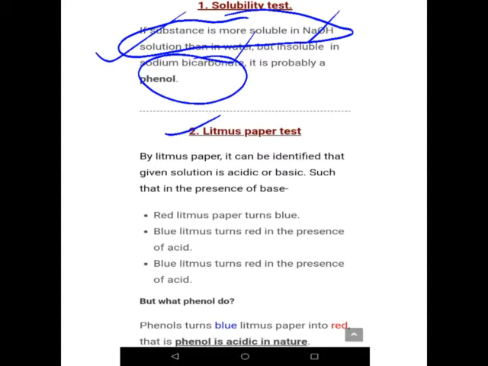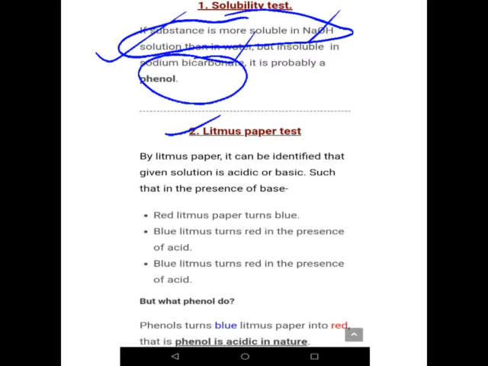Second test, the litmus paper test. What is the use of litmus paper? Generally, why do we use litmus paper? To check whether the given sample is acidic, basic or neutral. Using the blue litmus paper and the red litmus paper, we come to know whether the given sample is acidic, basic or neutral.